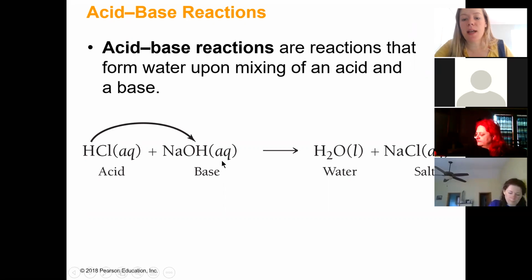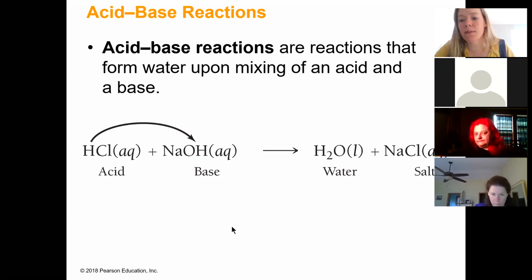In an acid-base reaction, you're going to have an acid combining with a base, and your products are always going to be a water and a salt. You need to be able to come up with the water and the salt. Water is easy. It's always H2O, liquid. The salt will be whatever is remaining.